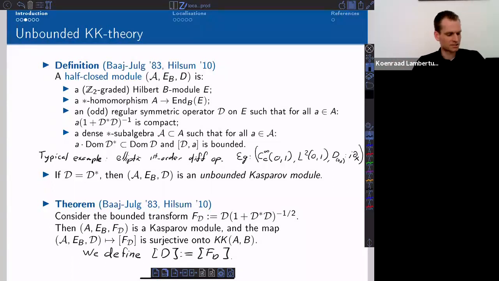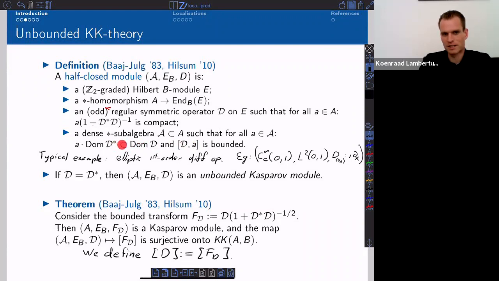Okay, so this is a half-closed module. So the representation, this star homomorphism that we have here, is just pointwise multiplication. The compactness of the resolvent is due to the ellipticity of this differential operator. The boundedness of this commutator holds, of course, because if you take a commutator with a first order operator, this is like differentiating the function A, and we assume A to be differentiable, so in fact even smooth. So this derivative is bounded.